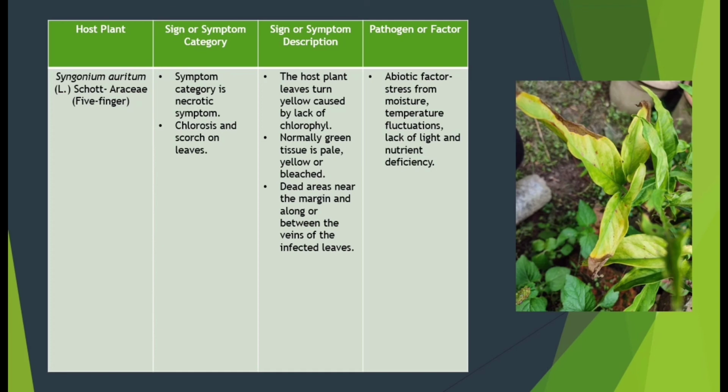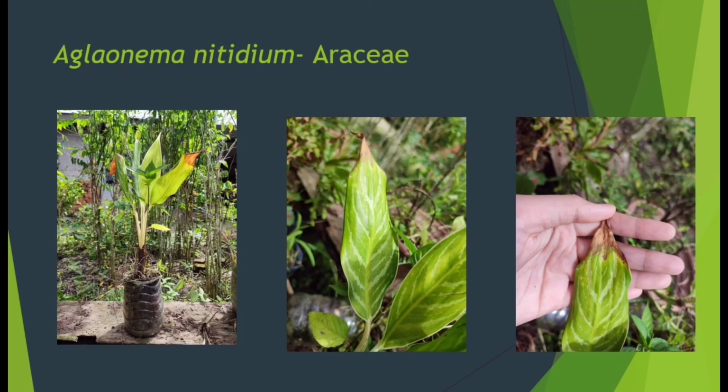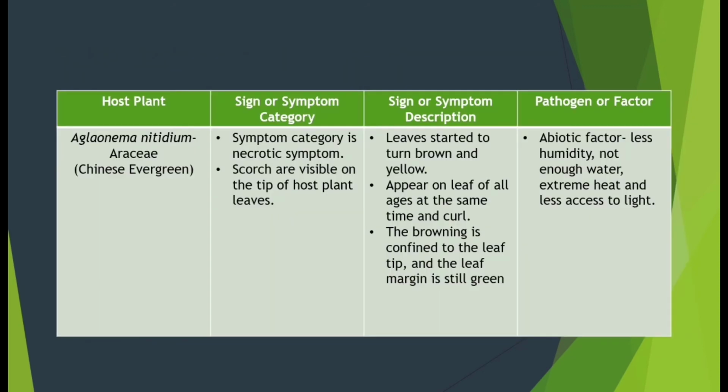The pathogen or factor is an abiotic factor, such as stress from moisture, temperature fluctuations, lack of light, and nutrient deficiency. The last plant is Aglaonema nitidum.